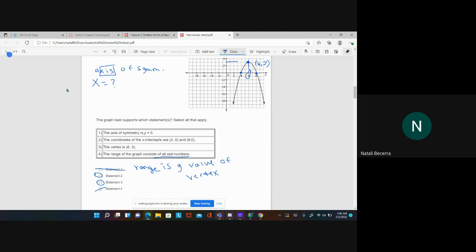So that's how you do that. And if you want to make a side note, put domain is all real numbers.